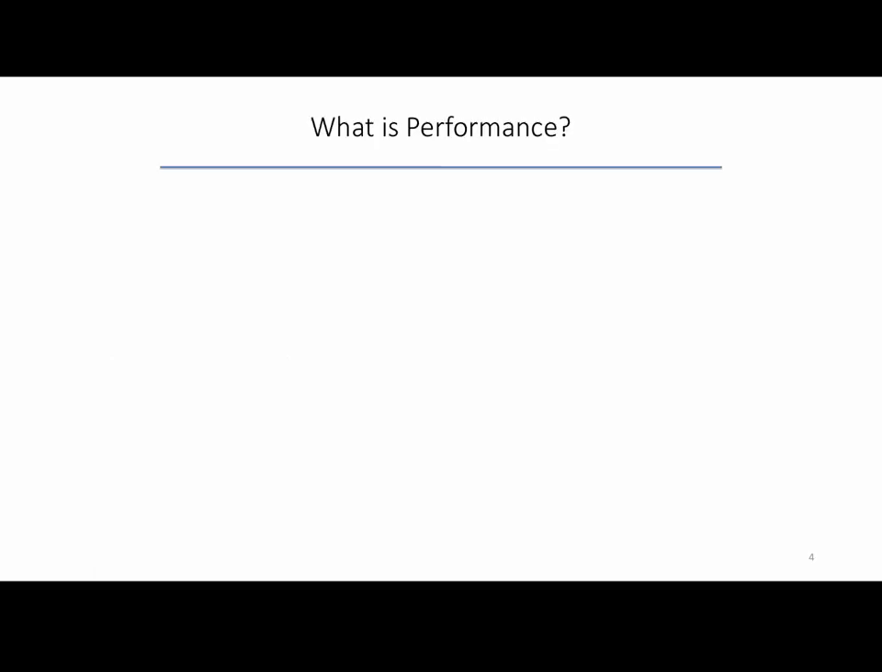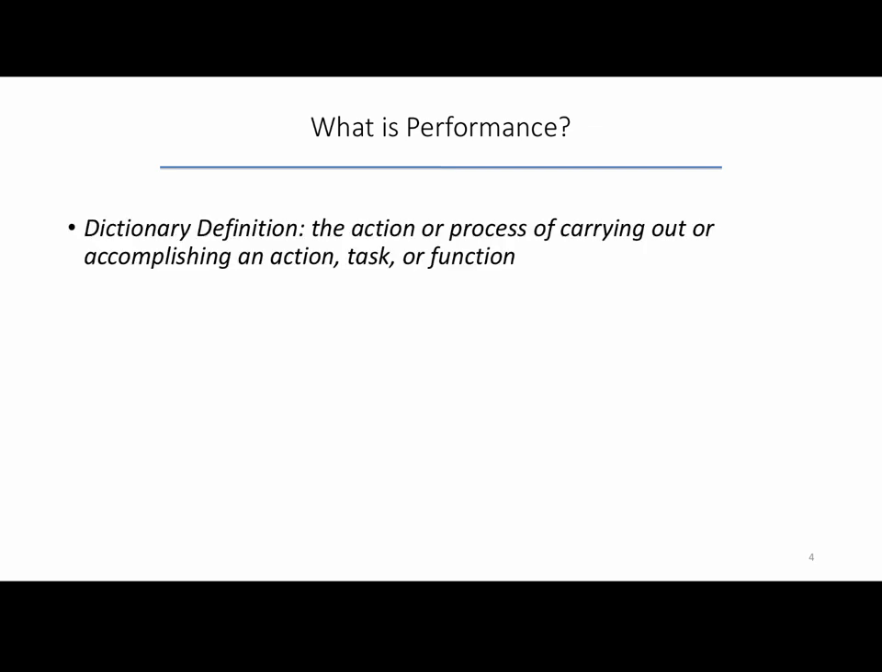All right, so why are we predicting performance? First, it's important to define what this is because it's a little vague. The dictionary definition is the action or process of carrying out or accomplishing an action, task, or function, which I summarize as doing a thing. This is about as vague as you can get.